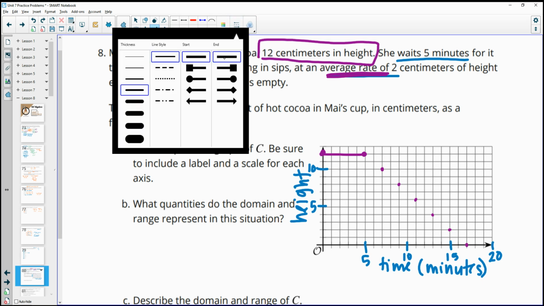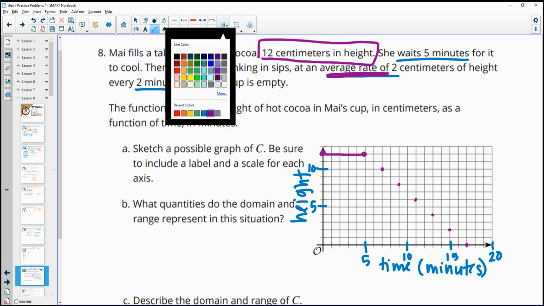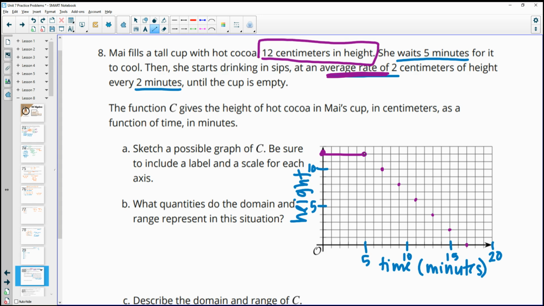Now, one thing you could say is Mai is just going to constantly sip on her hot cocoa for whatever that is, 12 minutes. She's just going to sit there and constantly drink at the same rate the whole time. However, that's not really very likely. Most people, when they're drinking some type of liquid, take sips and stop, sip and stop, sip and stop. So you can do kind of whatever you want here.